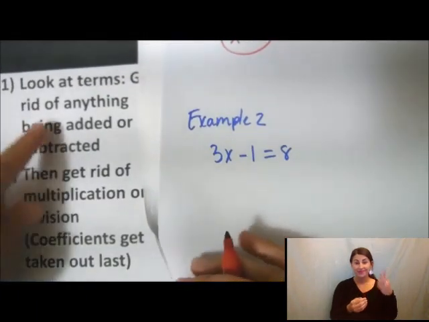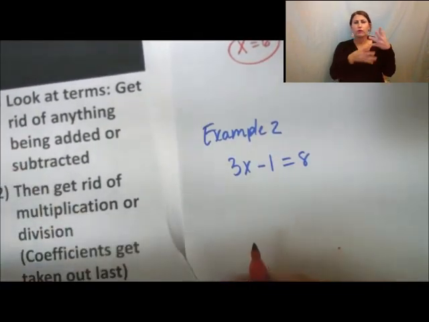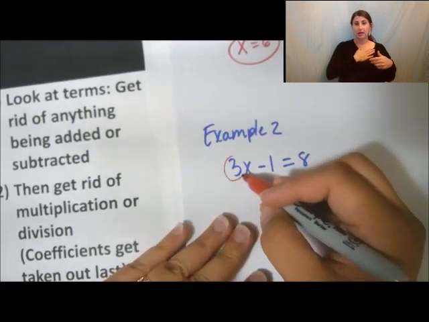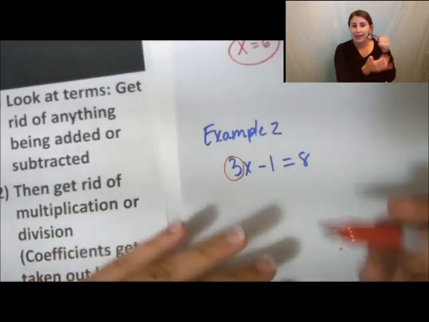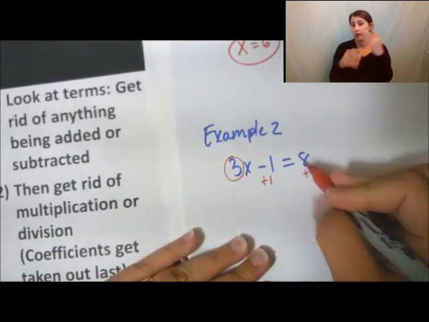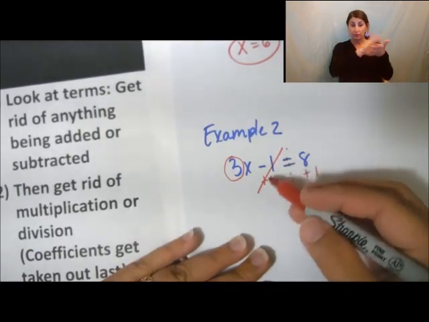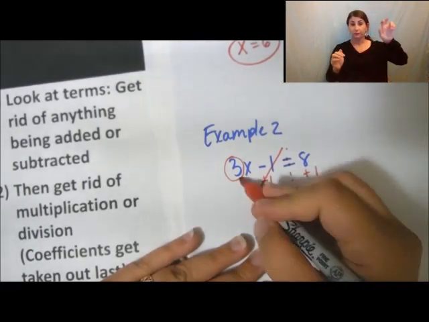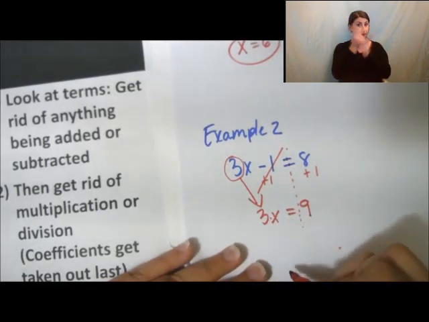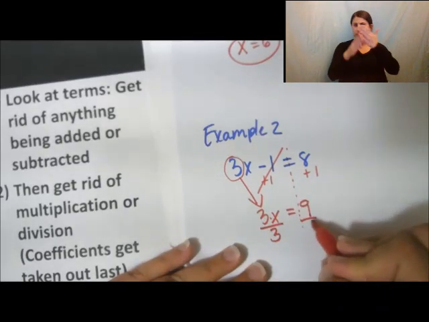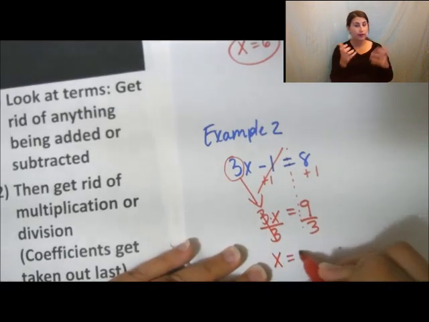Example number 2. Look at the terms. Get rid of anything being added or subtracted. This is my coefficient, so I'm going to circle that to remind myself that it's going to be the last thing I get rid of. So I'm going to add 1 to both sides. I'm going to do my dotted line so I remember. That cancels out to make 0. So I get left with 3x equals 9. Then this is multiplication, so I'm going to divide by 3 on both sides. This reduces to make 1, so it's 1x equals 3.